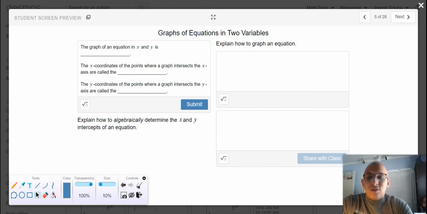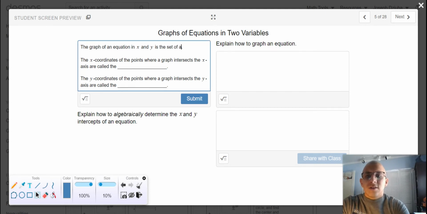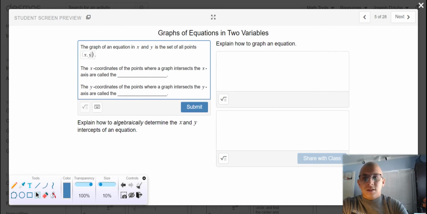And let's get into the nitty-gritty. All right, so the graph of an equation in x and y is the set of all points (x, y) in the coordinate plane that satisfy the equation.